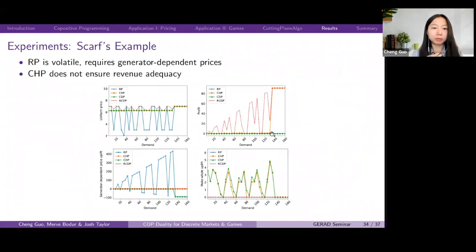We also compared our pricing scheme with other pricing schemes for energy market. And first, we find that the restricted pricing, which is the most widely used pricing scheme in practice, can be very, very volatile with the change of load. And this is a known observation from the literature. Many other papers also report this observation. And also restricted pricing will require generator-dependent prices, much like our first pricing scheme. And also we find that convex hull pricing does not ensure revenue adequacy, so it does need some subsidies or uplift payments, as shown in the picture here.